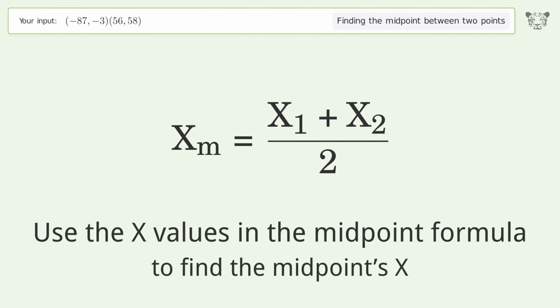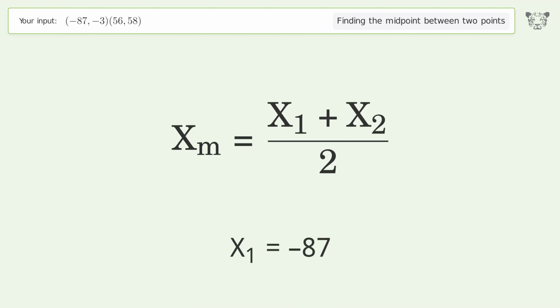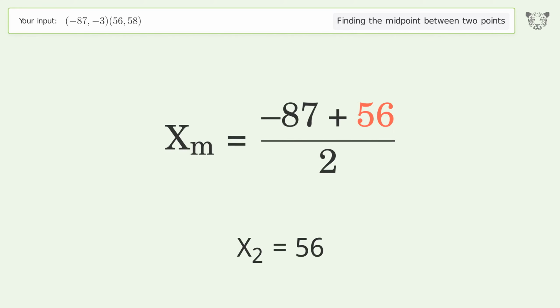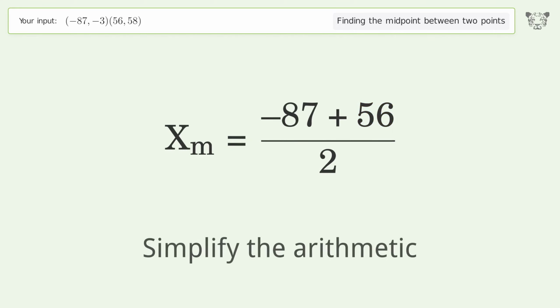Use the x values in the midpoint formula to find the midpoint's x. x1 equals negative 87. x2 equals 56. Simplify the arithmetic.